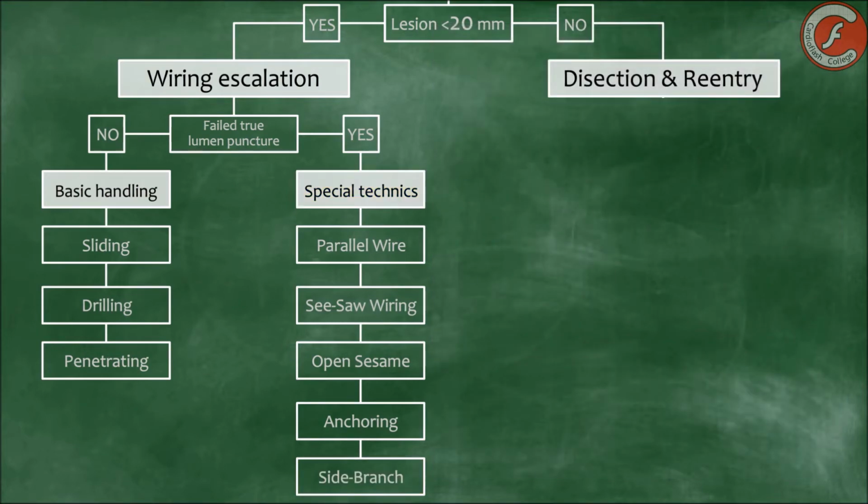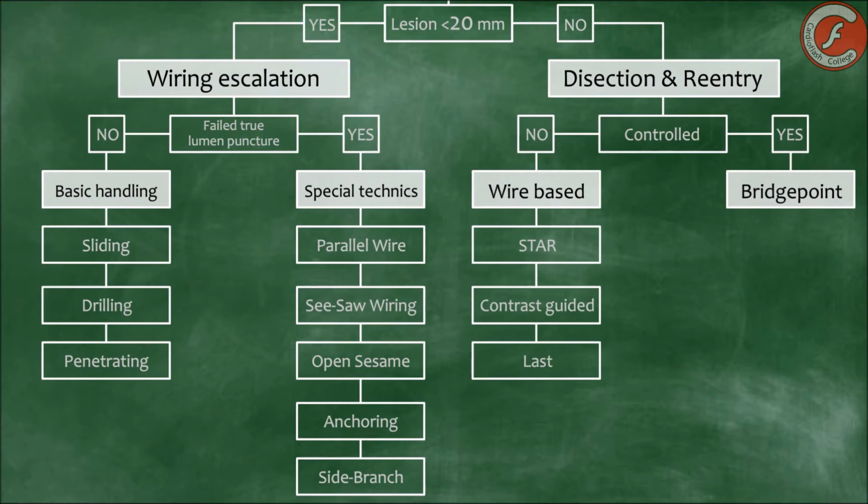So, what happens if the wire escalation fails or if the lesion is too long? In such cases, we use the dissection and reentry techniques. These techniques use the subintimal space as a bridge to the occlusion, for later re-entering distally into the vascular lumen.